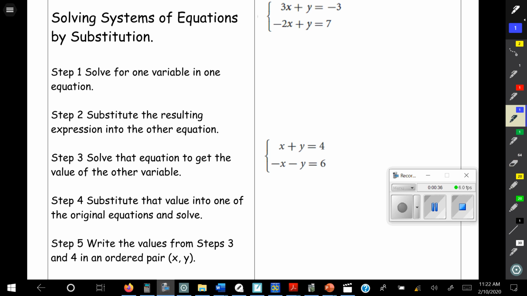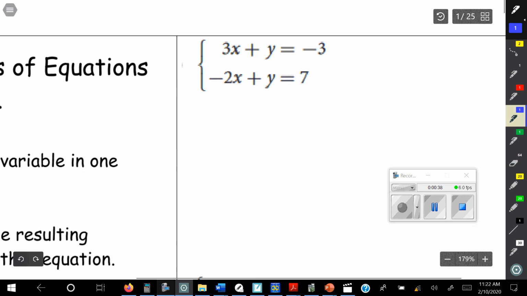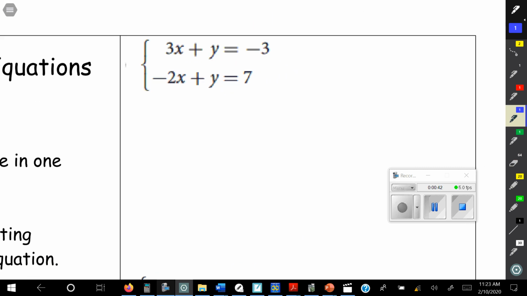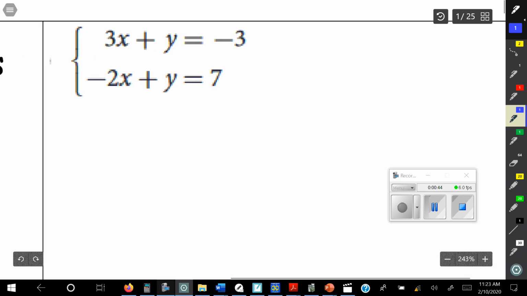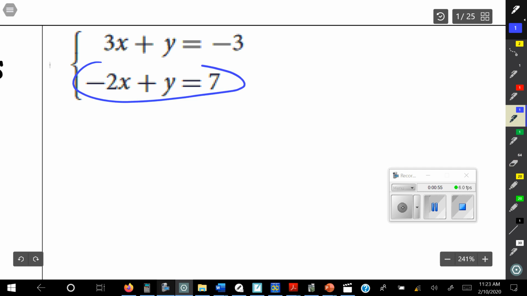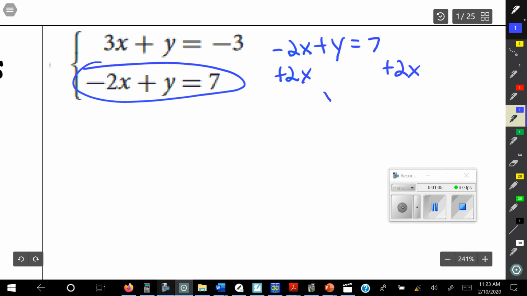So let's take a look at an example. So first step is to go ahead and solve for a variable. So I'm going to take this negative 2x plus y equals 7 and solve. So I got negative 2x plus y equals 7. And I'm going to add 2x on both sides and get the y by itself.